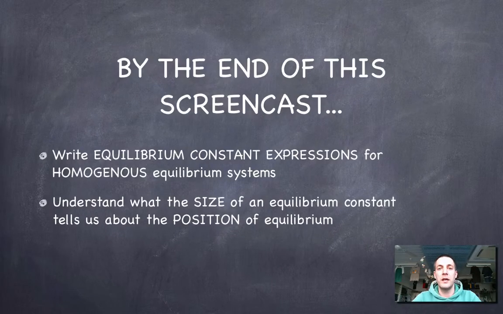So nothing too complicated there, I hope. Hopefully you feel like you can write equilibrium constant expressions for homogeneous equilibrium systems. They're the only ones you're going to see, so you don't really need to understand what homogeneous means. It just means that everything's in the same state. So it's all liquids or all gases. And you can say something about the position of equilibrium when you see the size of an equilibrium constant.